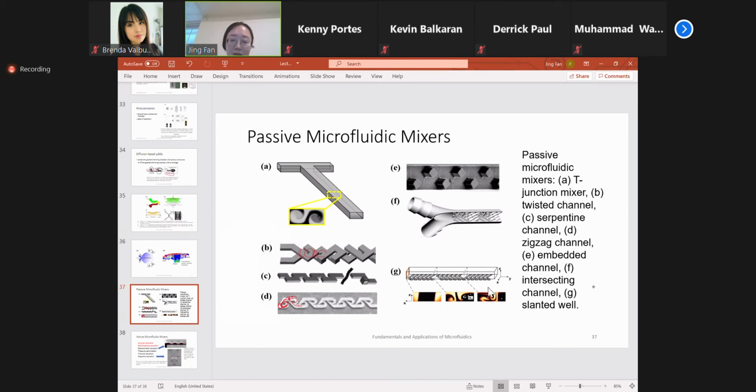And it was found that, okay, this is the stepped diamond shape. The other case is like a regular, different pattern, also diamond-shaped. And it was found that this stepped diamond shape created the best mixing effect.